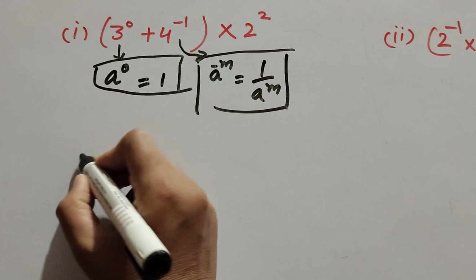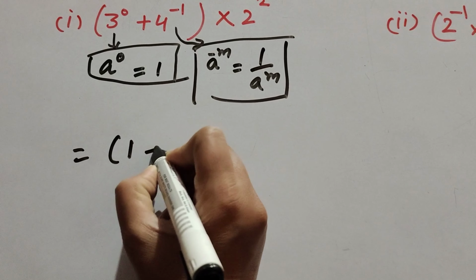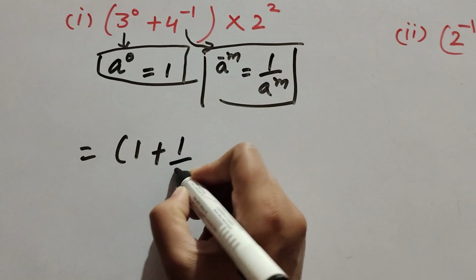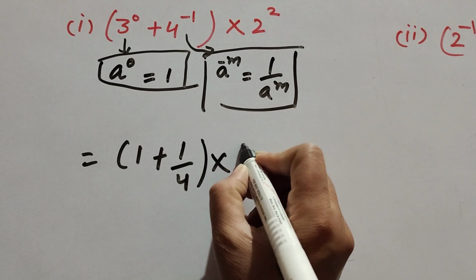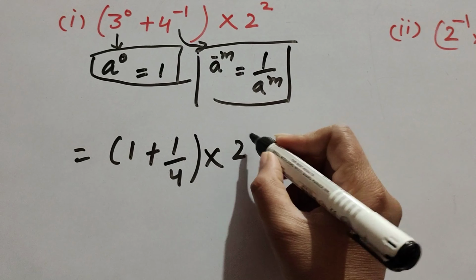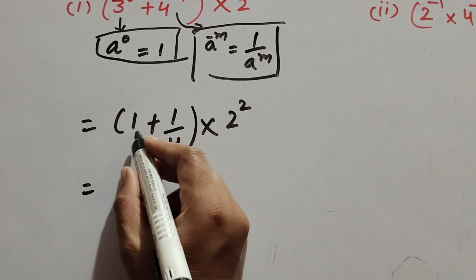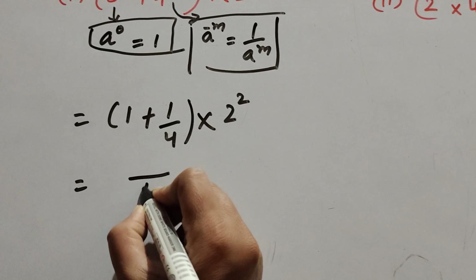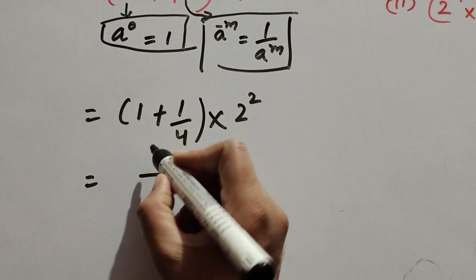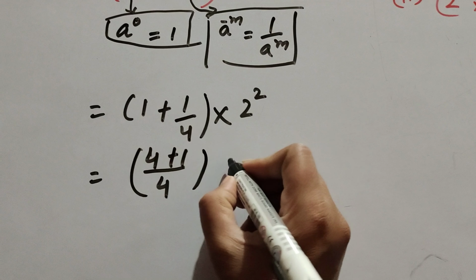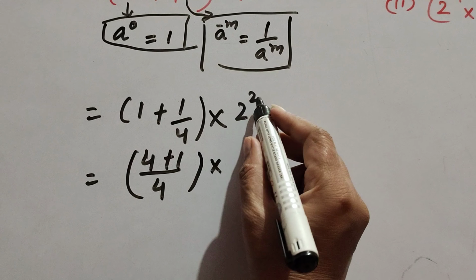3 raised to power 0 is equal to 1 plus 4 raised to power minus 1, it is equal to 1 over 4 raised to power 1. Multiply 2 raised to power 2. So LCM is 4. 4 multiplied by 1, 4 plus 1, multiply 2 raised to power 2.